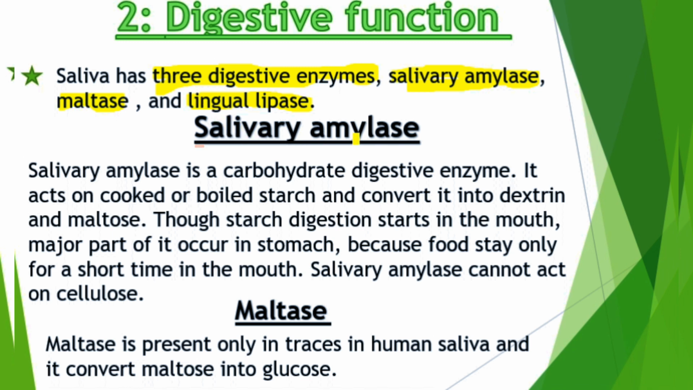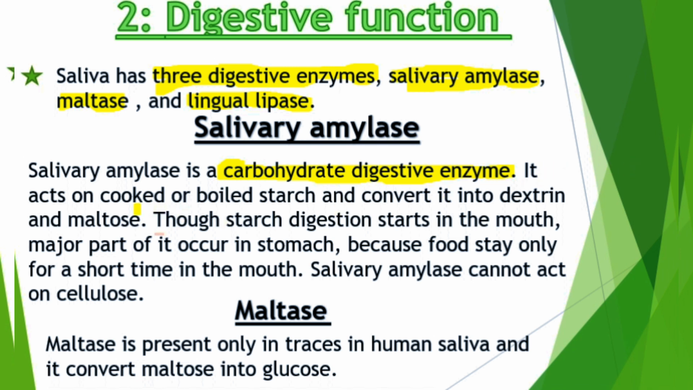The first one is salivary amylase. Salivary amylase is a carbohydrate digesting enzyme. It means that this enzyme acts only on carbohydrates, and it will digest these carbohydrates.